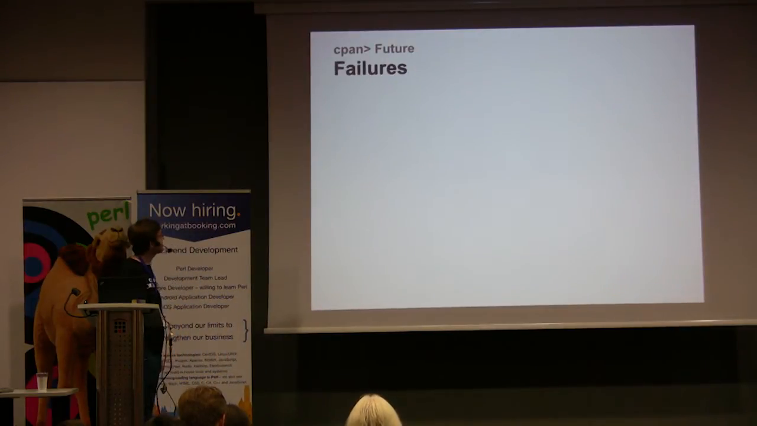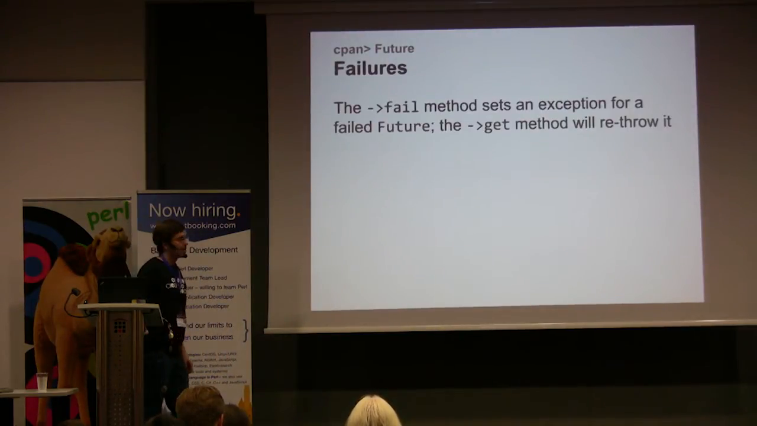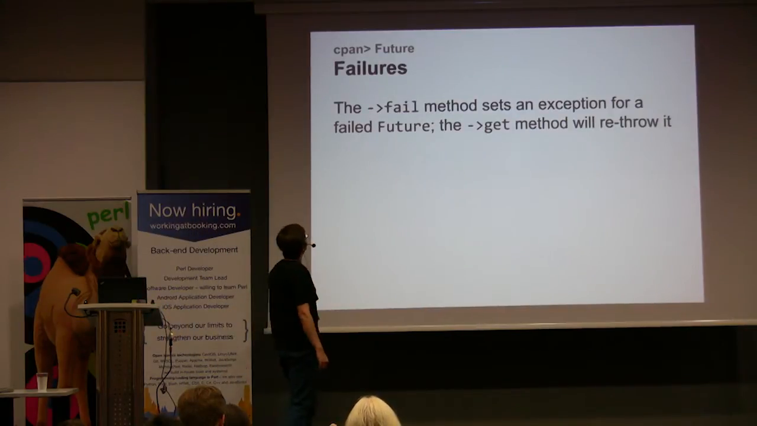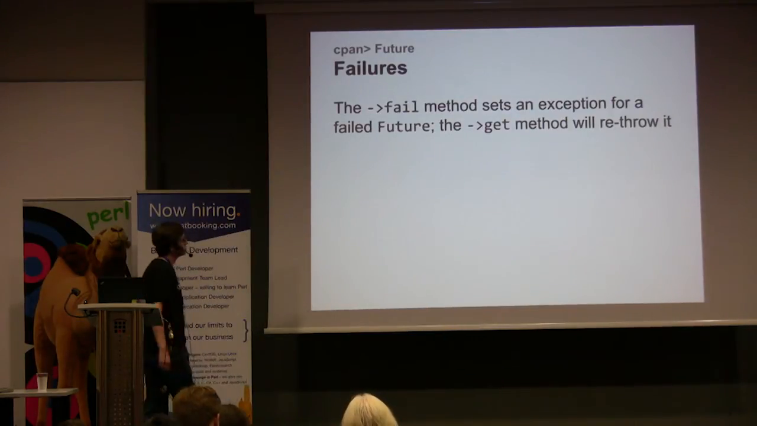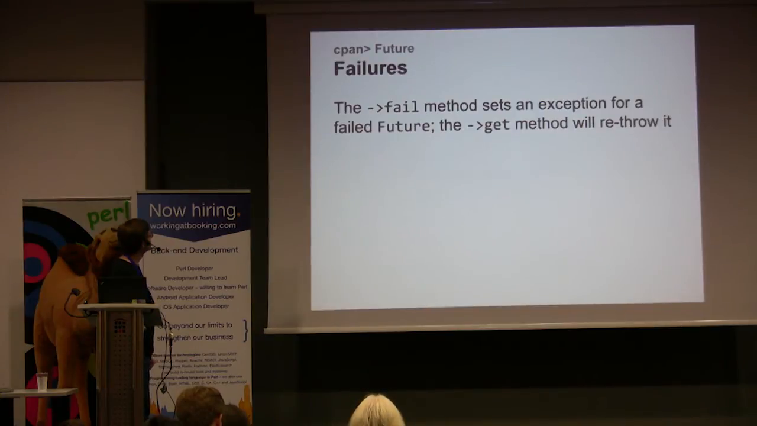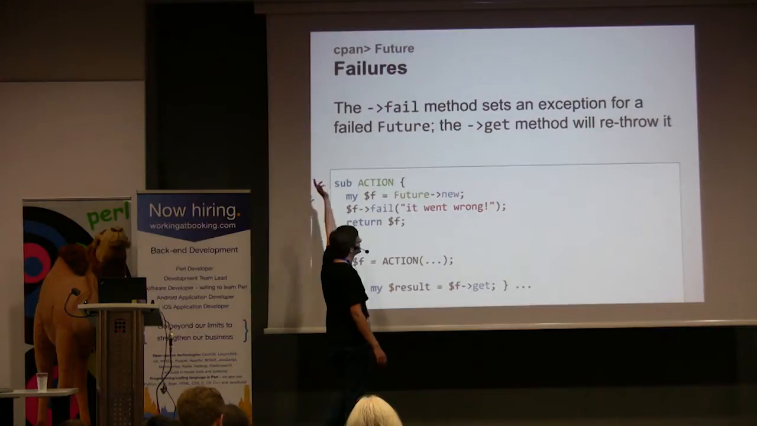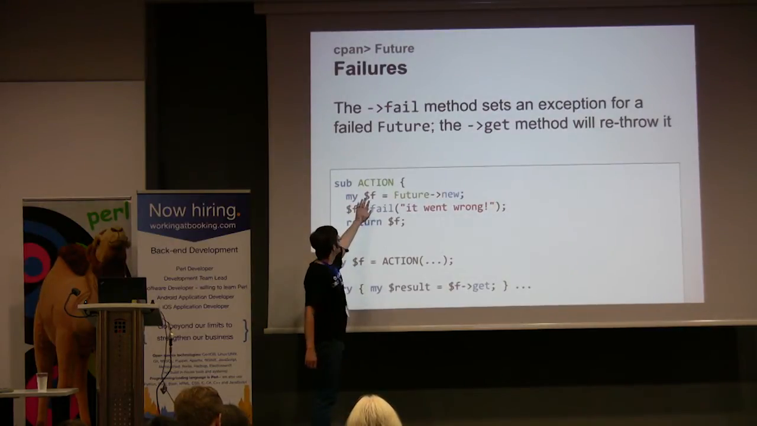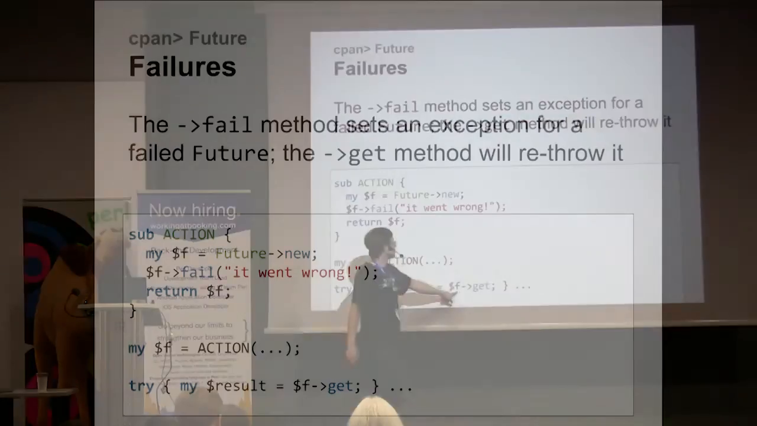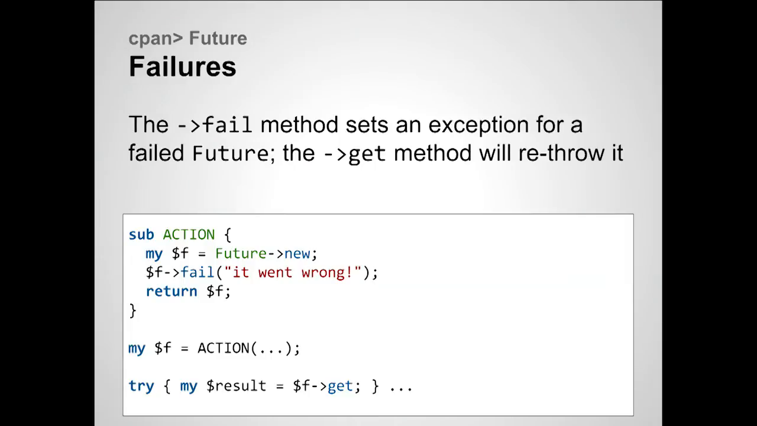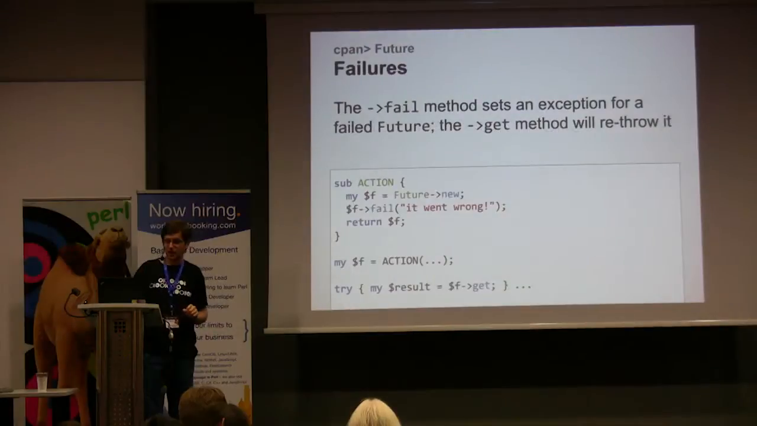Because what if it fails? So as well as the done method, we have this fail method. And we say, whoops, it's failed. So the get method will rethrow it. So here's a little example called action. And actually, action always fails. So we just create this future, we immediately set its failure result, because we know it's always failed, and return the future. So when the caller tries to call get on it, that just rethrows the exception that was stored in here.